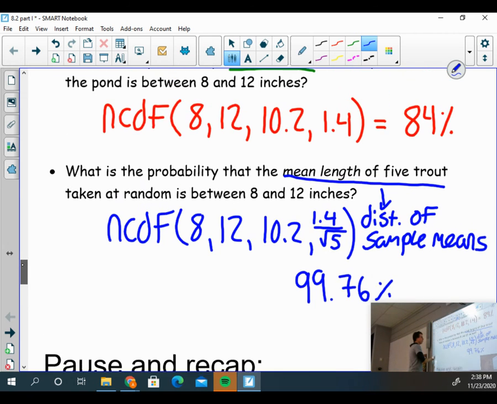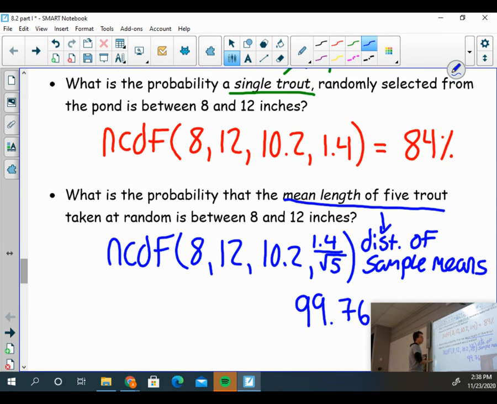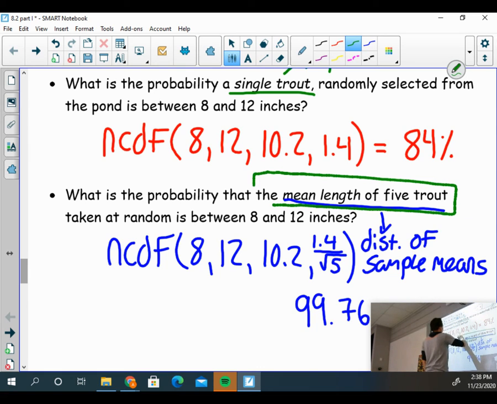And what I hope you see, and really the bigger picture here, is not just how do I solve each problem, but the difference in the two. The difference in the two problems. You see, here we're working with a Chapter 7 problem with what's in red. I'm just pulling a single trout out of the pond. What's the probability? We have advanced beyond that. We don't just want to know that. We want to know the probability of taking 5 trout out of the pond and taking their average and finding the probability that that average is between 8 and 12 inches. You have to recognize the difference in how the questions are asked.